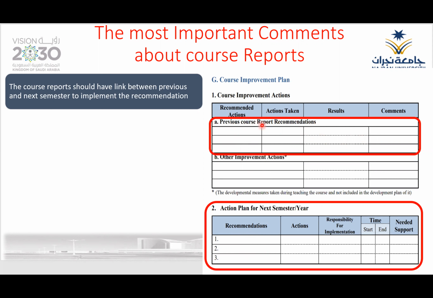So now I'm just talking about this part, from where we get it. This part should be filled by every course report. From where we get this section, we have to go to the previous course report. We copy the recommendation, what was written in the last report, and paste it here, then explain what has been implemented and what the result of this implementation is.